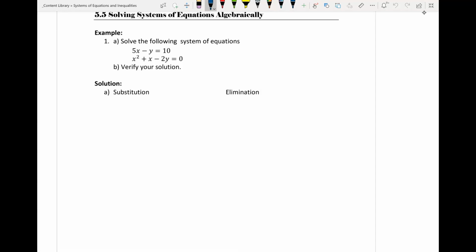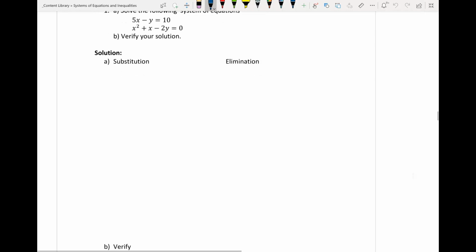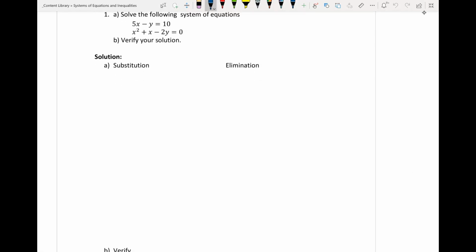So for the first example, we're going to solve this system of equations: 5x minus y is equal to 10, and x squared plus x minus 2y is 0. Then when you're done, we want to verify the solution. So let's focus on doing substitution first.